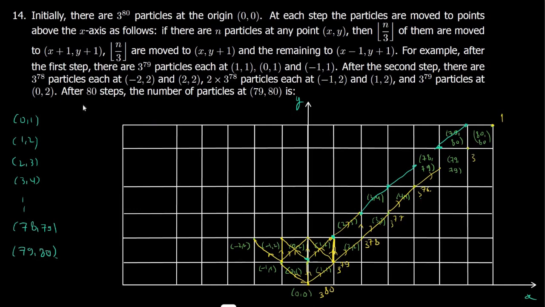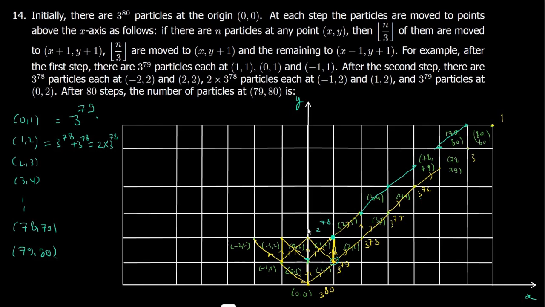So at 0, 1, we observe there are 3 power 79 particles. Now, as I already explained, at 1, 2, the particles can come from two places, either directly below or from bottom left. Directly below, there were 3 power 79 particles. Here also, we had 3 power 79 particles. Let me do 1/3 of each of these. So it will be 3 power 78 plus 3 power 78, which in total will become 2 into 3 power 78.